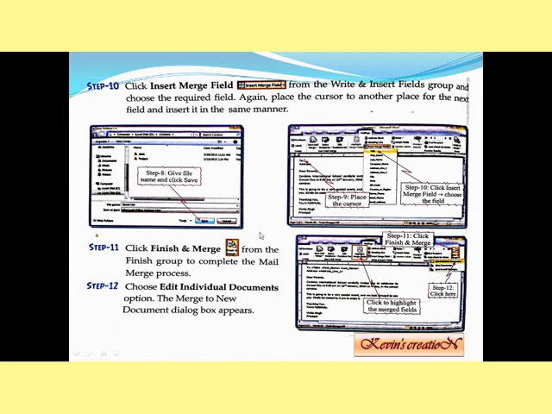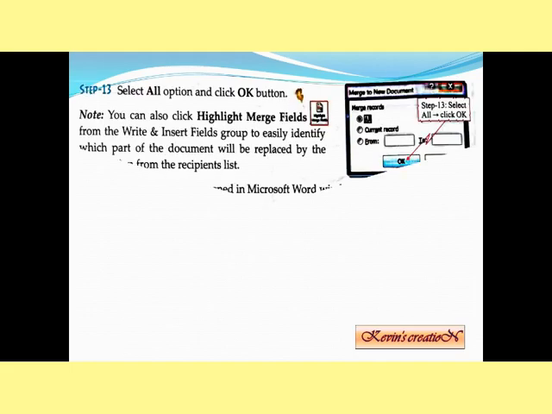Once everything is done, you have to click finish and merge. Finish and merge is here, this icon. Click finish and merge from the finish group to complete the mail merge process. Now your mail merge process is over. Choose the edit individual documents option. The merge to new document dialog box appears.